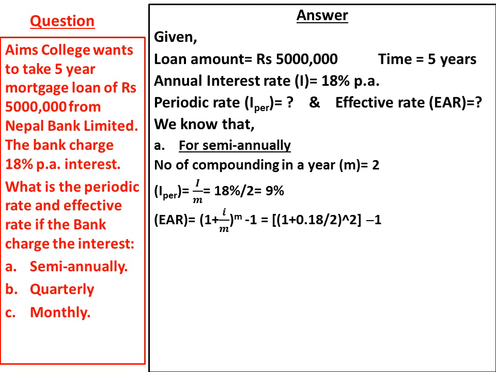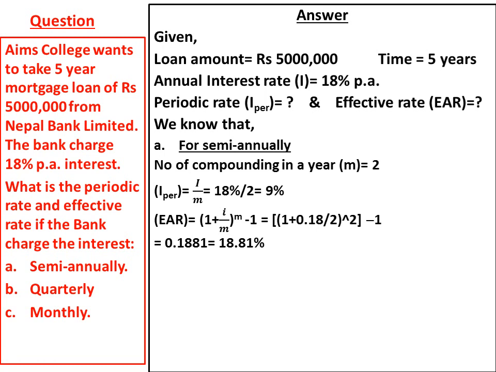So while you are calculating the EAR, use 18% as 0.18, 10% as 0.1, 9% as 0.09. This is the main thing. Divide by 2 to the power 2 minus 1. We have calculated 18.81%. Now for semi-annually, the I per equals 9% and EAR equals 18.81%.